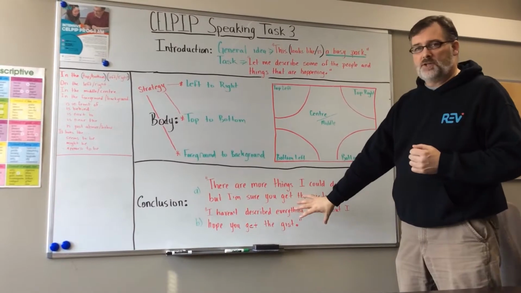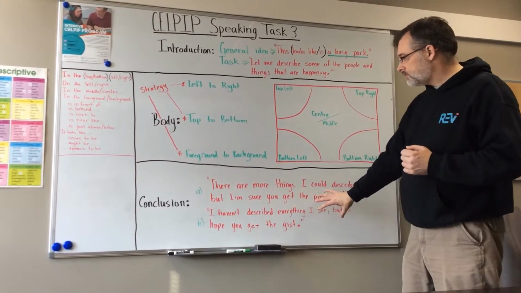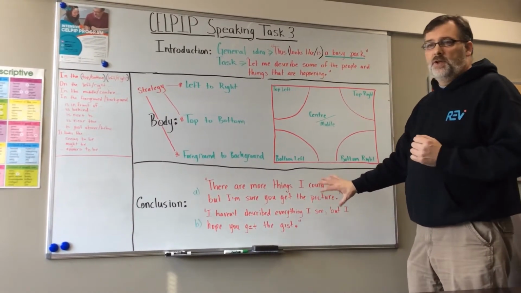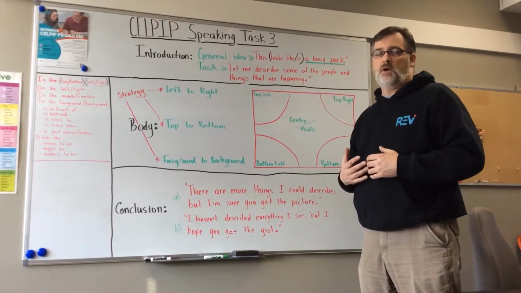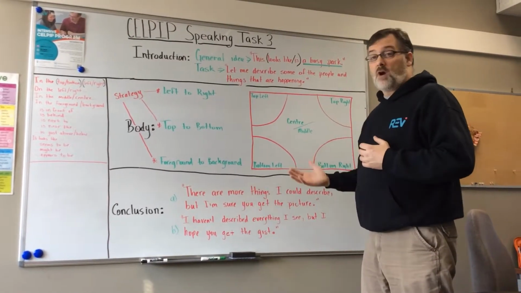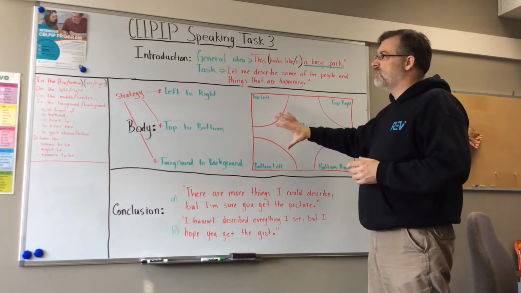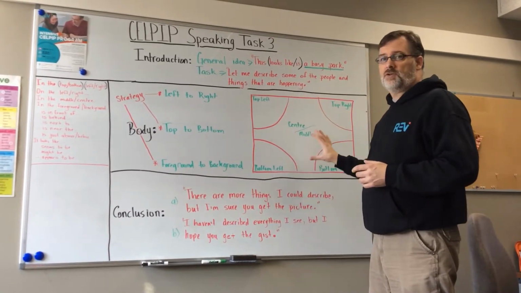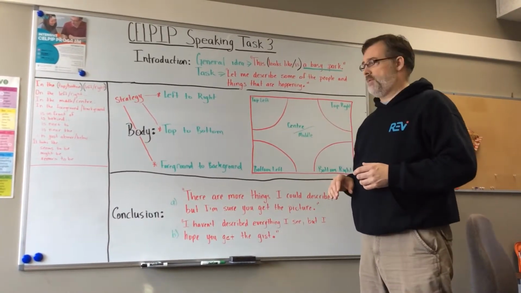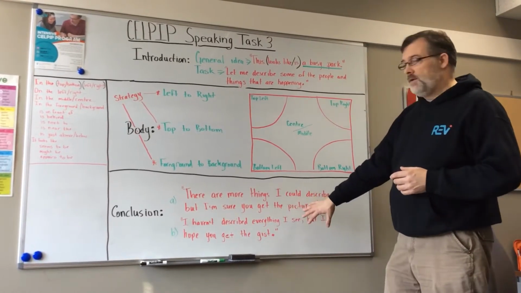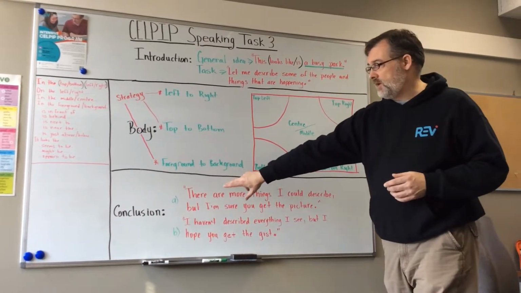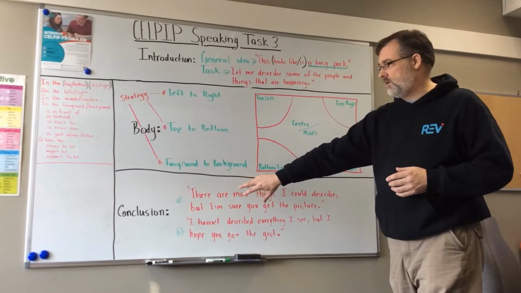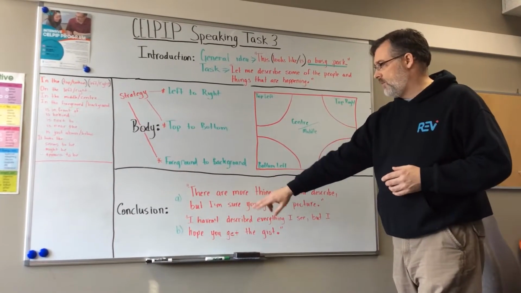And then let's jump ahead to the conclusion. In the conclusion, you want to let the person know that what you've described is not everything. They're not asking you to describe everything in the picture, just some of the things that are happening. So at the end, you can give a little conclusion, similar to A or B.